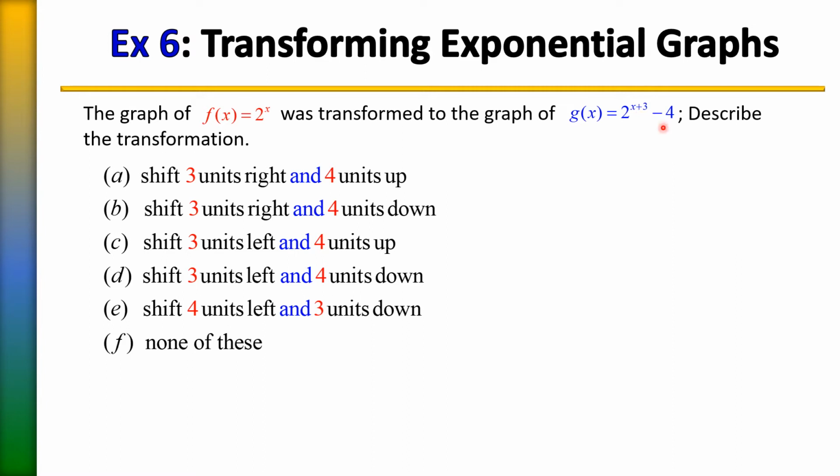When you see a value in the back, that determines a vertical shift as to whether it goes up or down. In this case, because it's negative, it was a vertical shift down 4 units. So, which is the correct choice? You got it. Choice D. The graph was shifted 3 units to the left and 4 units down.